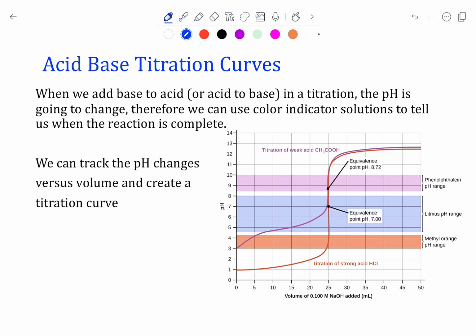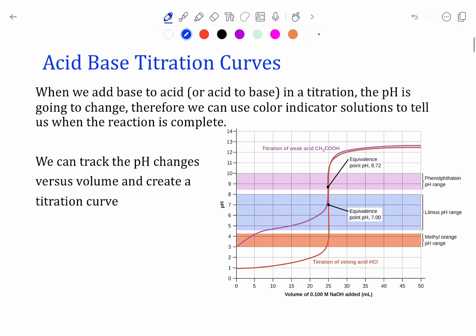Now, how do we know this? Well, scientists before us have done all of the work for us, and they tell us, okay, if you want to do this type of acid-base reaction, use this color indicator because it'll change colors in the exact pH range that you want to know. But what they did essentially was they tracked the pH changes of a titration versus the amount of volume of the titrant that was added, and they create something called a titration curve, which is what we have on the screen here.